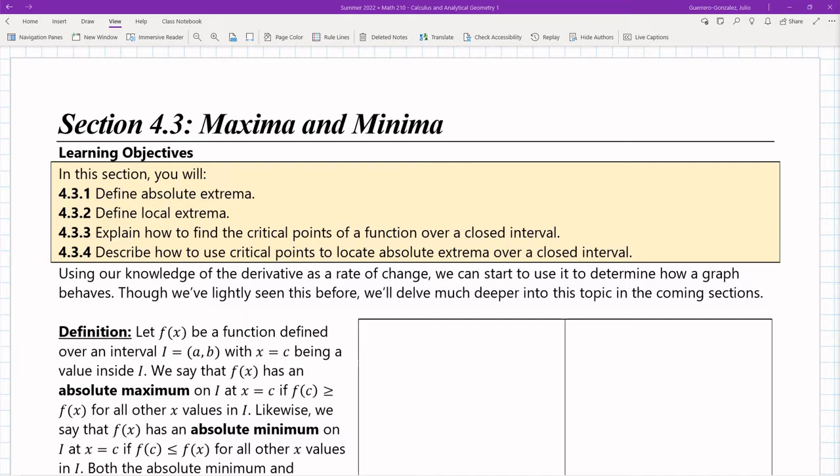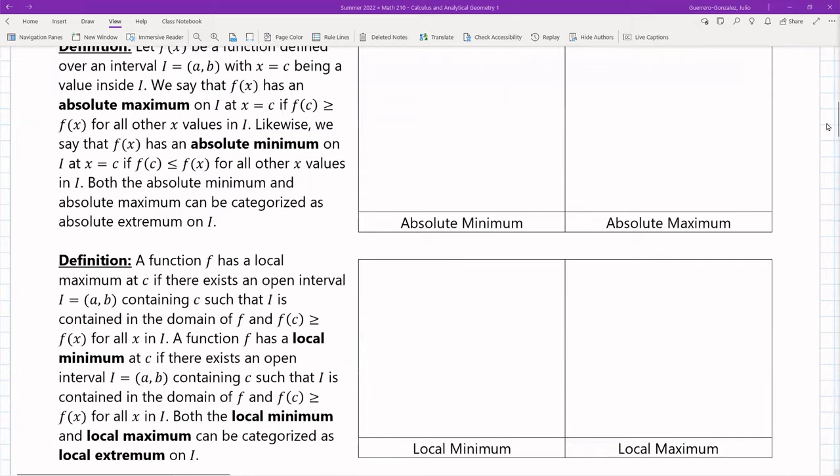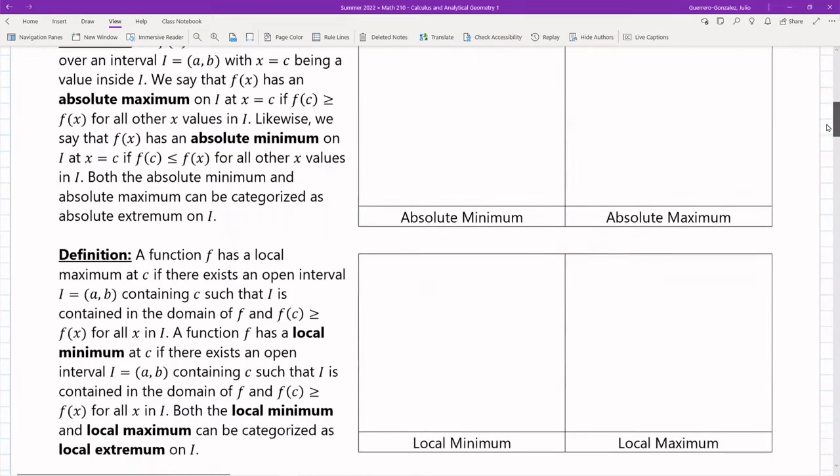Okay, so we know what a derivative does. It's the instantaneous rate of change or the slope of the tangent line, right? That alone can let us find a couple things of how a graph behaves. And that's what we're going to be studying for the next couple of sections here, okay? So what I want to do first is define a couple things. Let me scroll down a little bit.